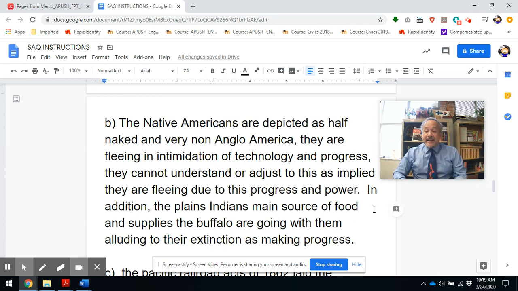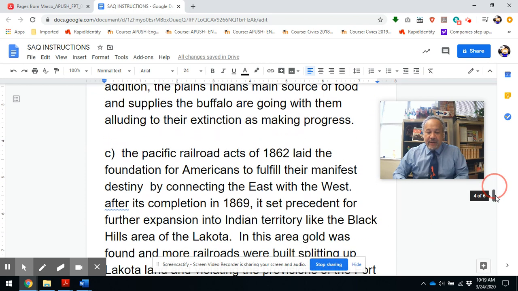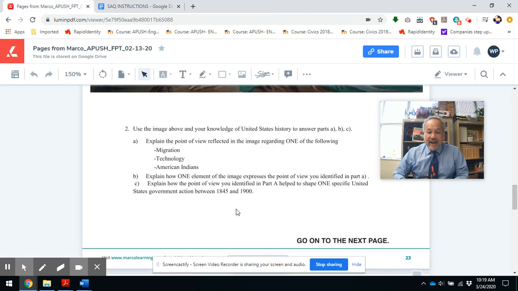In addition, I did write one more. The Plains Indians' main source of food and supplies, the buffalo, are going with them, alluding to their extinction. Actually, that's kind of two elements there, so this right here may be a little bit of fluff, so not necessarily needed. I don't think it's going to hurt me, unless I'm thinking about time. All I needed was this one element in there, and bam, you get it. These people will be grading very fast too.